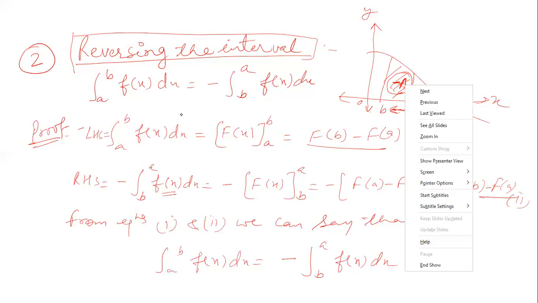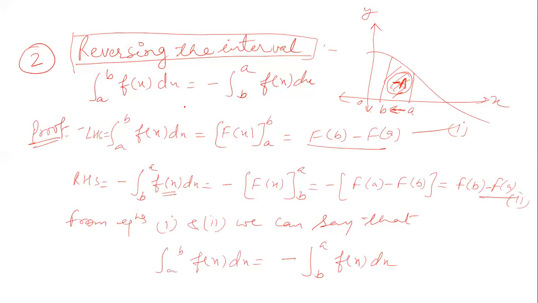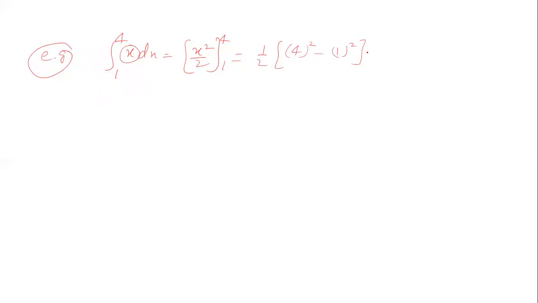Let's take an example based on it. I'll take the same example. For example, I have the integral from 1 to 4 of x dx. Then the integration of x will be x square upon 2, taking the limit 1 to 4. Half, that is 4 square minus 1 square, that is 1 by 2 times 16 minus 1, that is 15 upon 2.